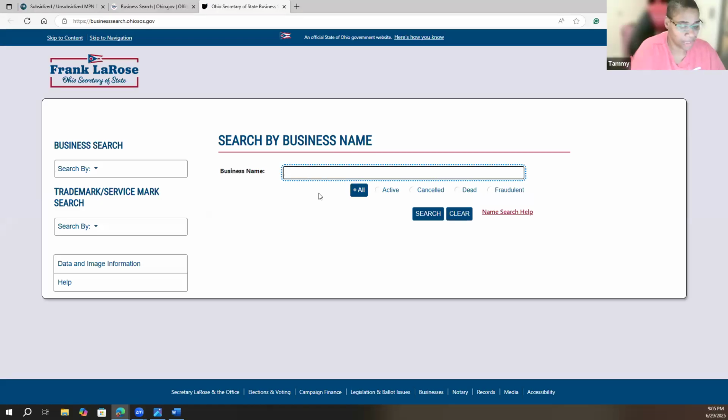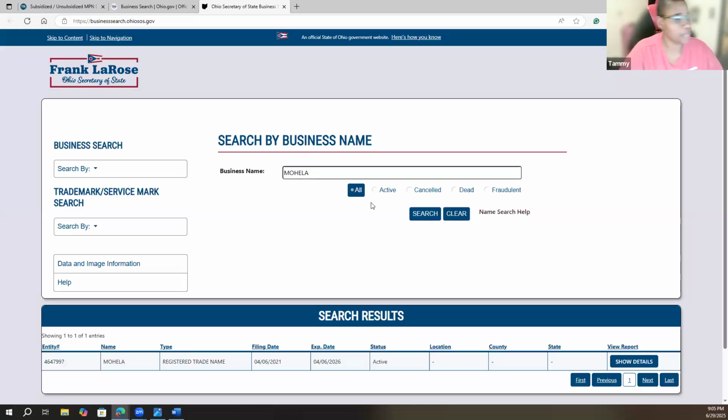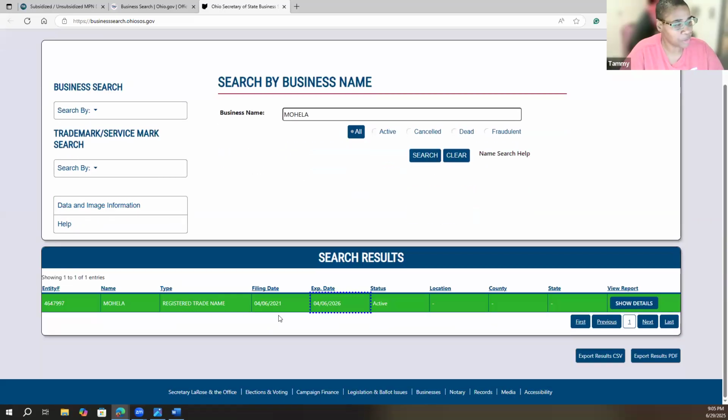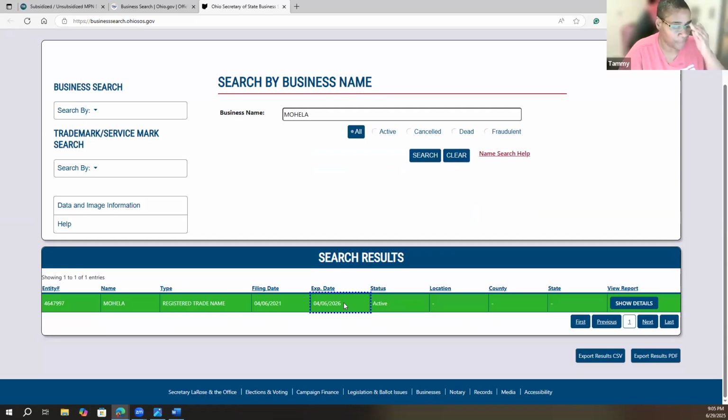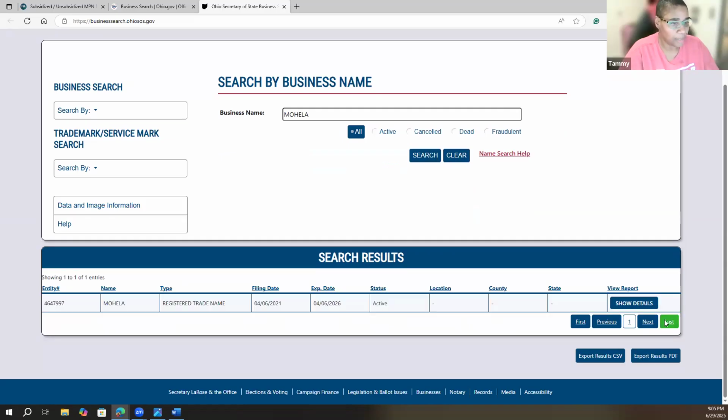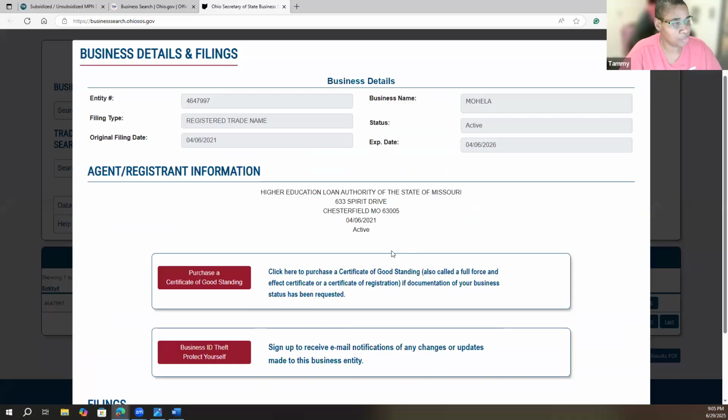And then I'm also going to put in the name of the servicer, because they have to be registered in your state in order to do business. So we look for the information on the business. We see that they have it active. What I'm looking for is to see who is the registered agent over MOHELA. So we have the information here: the Higher Education Loan Authority of the State of Missouri.